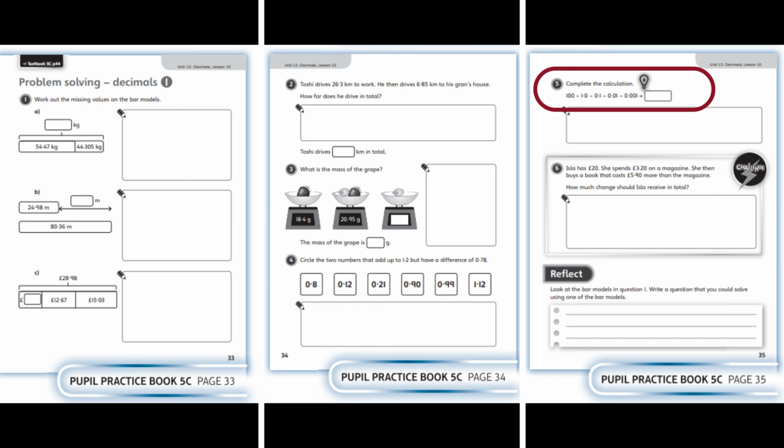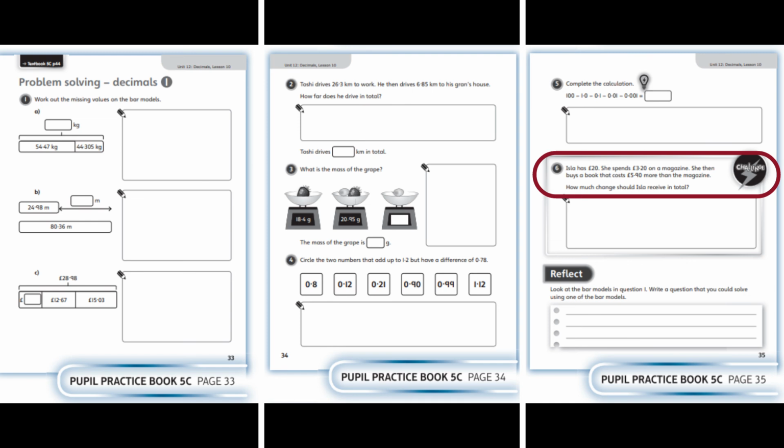Notice the first number is 100. All the other numbers that you're taking away, you need to make sure that you line them up by the decimal point. If you don't, you're going to get the wrong answer. So make sure you use your placeholders for that question. When you write 100, you might want to put 100.00 if that makes it easier.